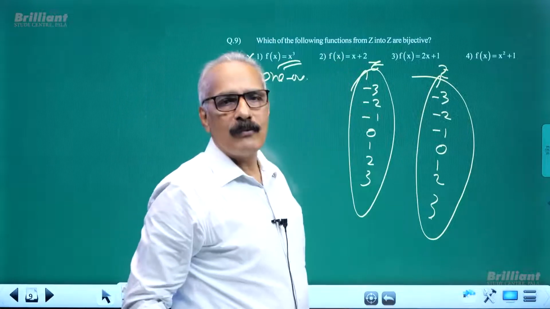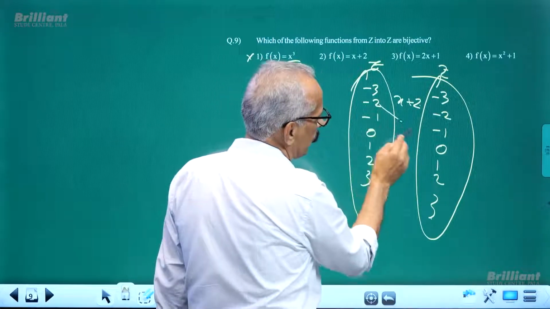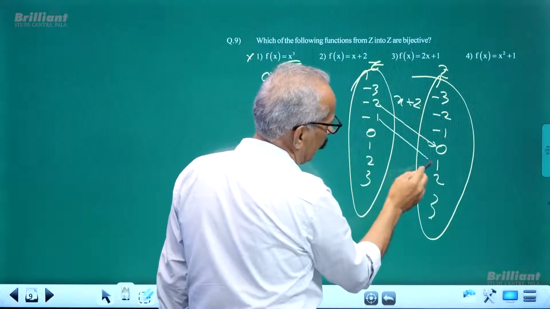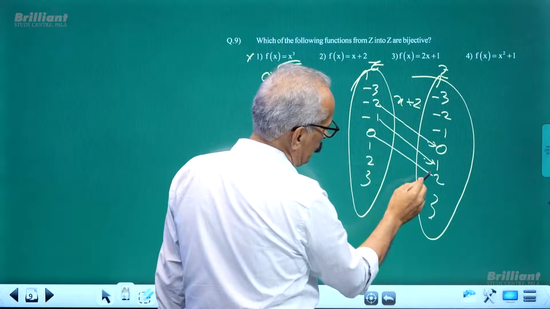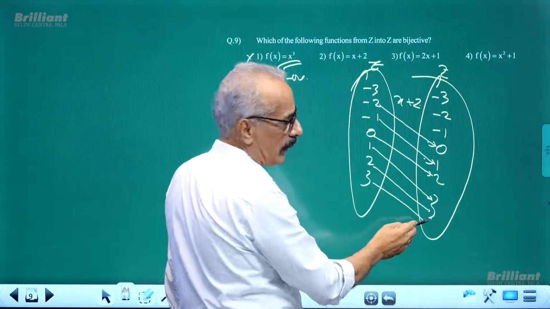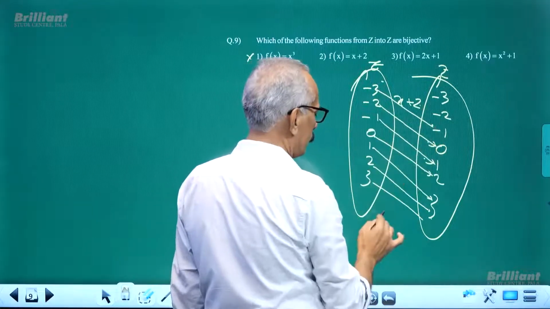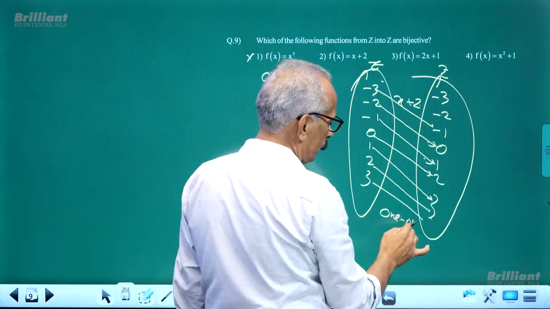X plus 2, all right. X plus 2, if I take there then, minus 2 will go to this, minus 1 will go to 1, 0 will go to 2, 1 will go to 3, okay, it goes there for everywhere. And minus 3 will go to this one like this. Therefore, this is 1-1 and onto.